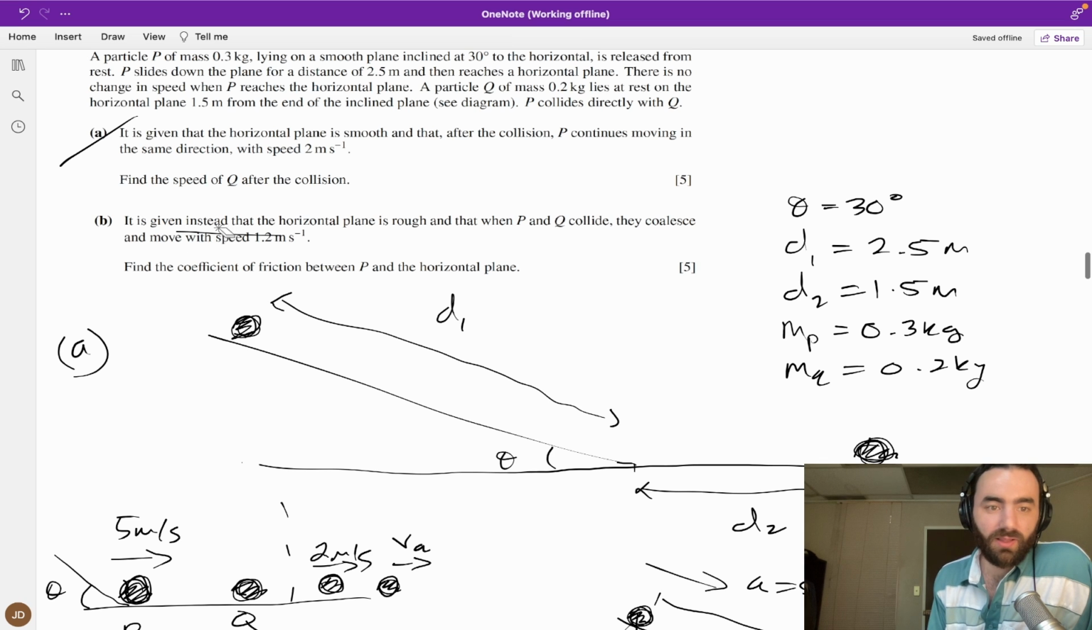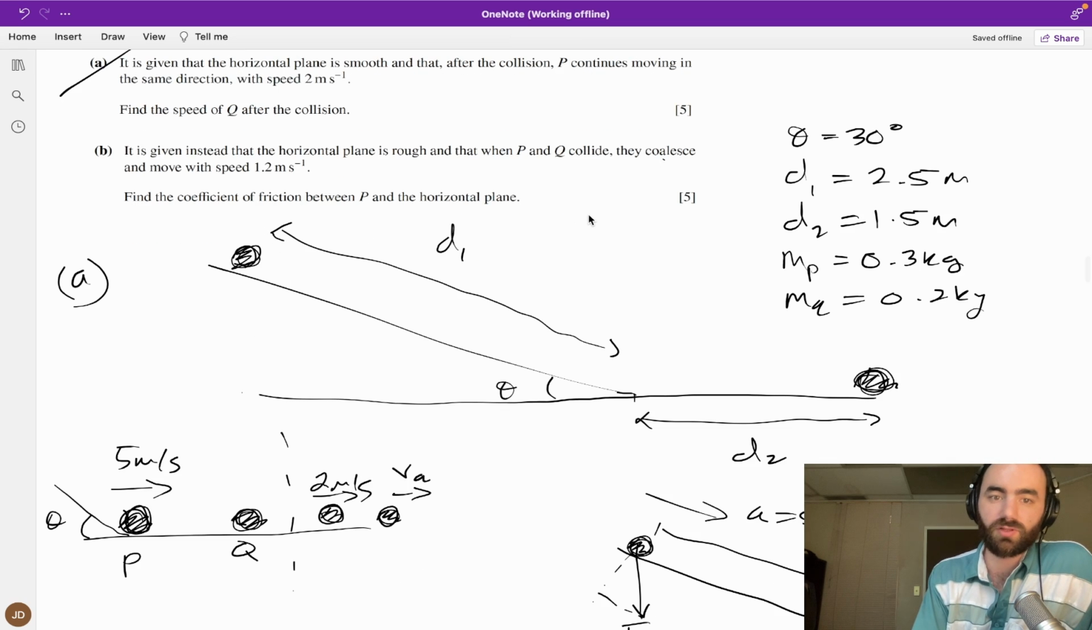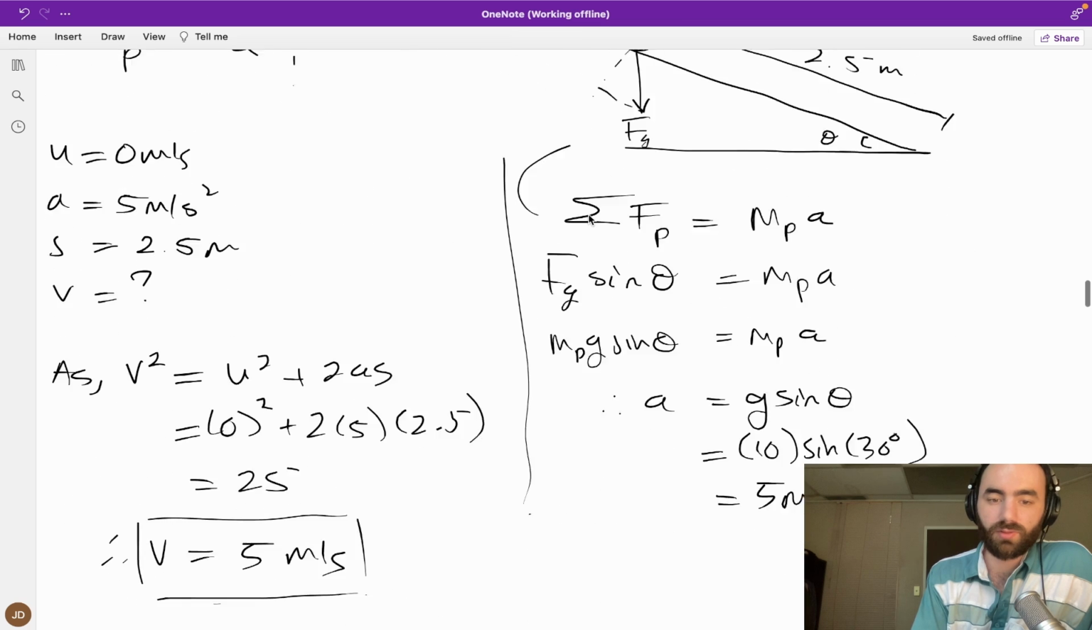It's given instead that the horizontal plane is rough, and when P and Q collide, they coalesce and move at speed 1.2 meters per second. Find the coefficient of friction between P and the horizontal plane.